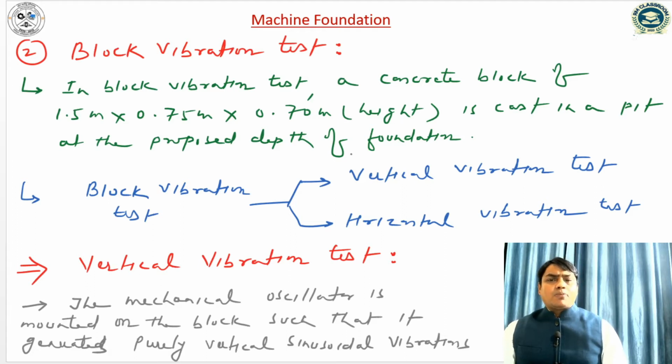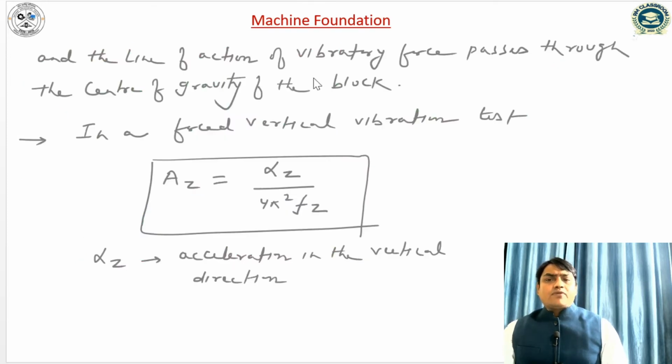a pit at a proposed depth of foundation. The vertical vibration test means the mechanical oscillator is mounted on the block such that it generates purely vertical sinusoidal vibration, and the line of action of the vibrating force passes through the center of gravity of the block. In a forced vertical vibration test, we can write the amplitude Az is equal to alpha z divided by 4 pi square fz, where alpha z is the acceleration in the vertical direction and fz is the natural frequency in that direction.